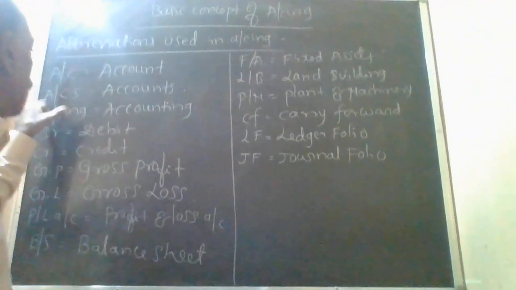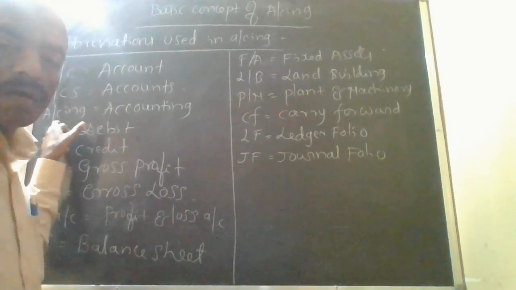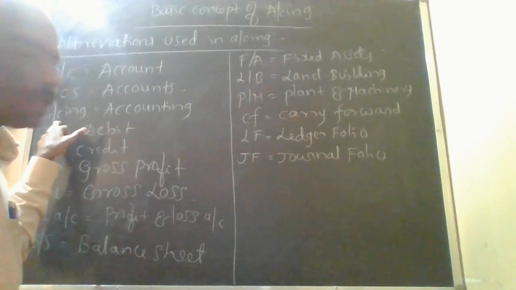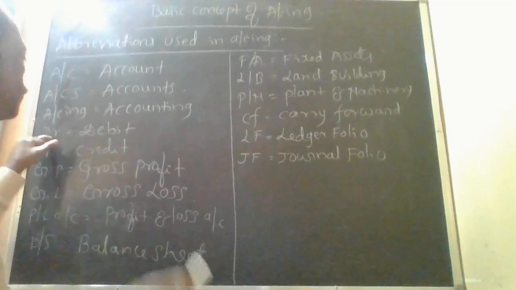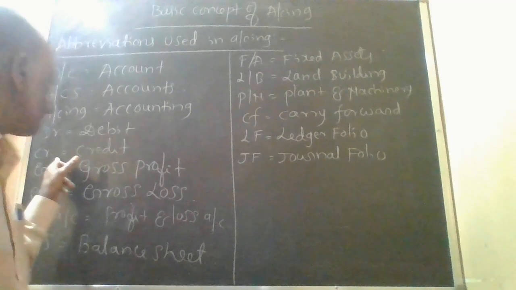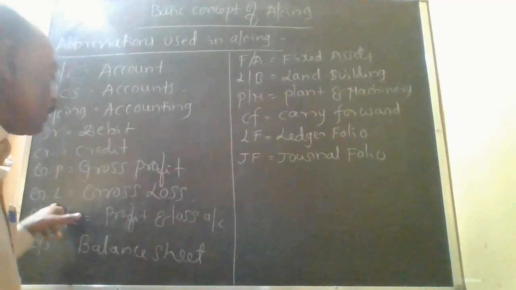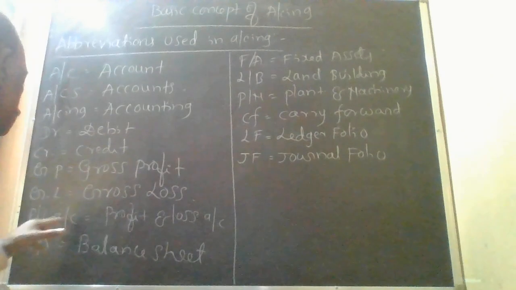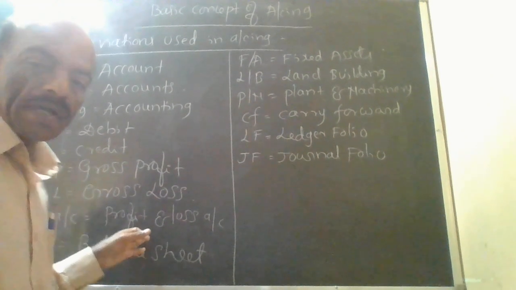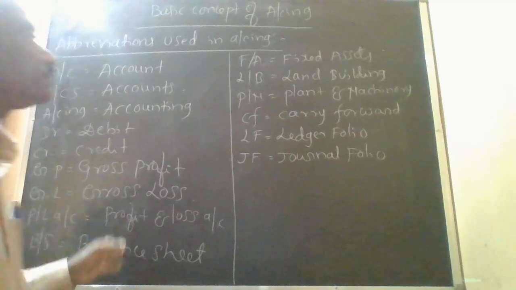Next is A/Cs, accounts. The third one is accounting: A/Cing is equal to accounting. DR means debit. CR means credit. GP means gross profit. GL means gross loss. P&L account means profit and loss account. B/S means balance sheet.